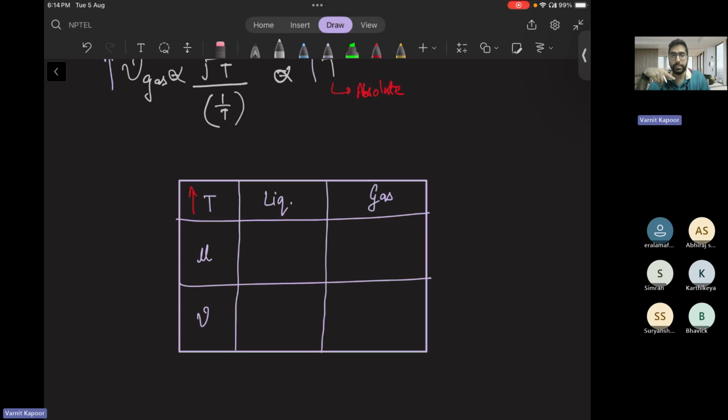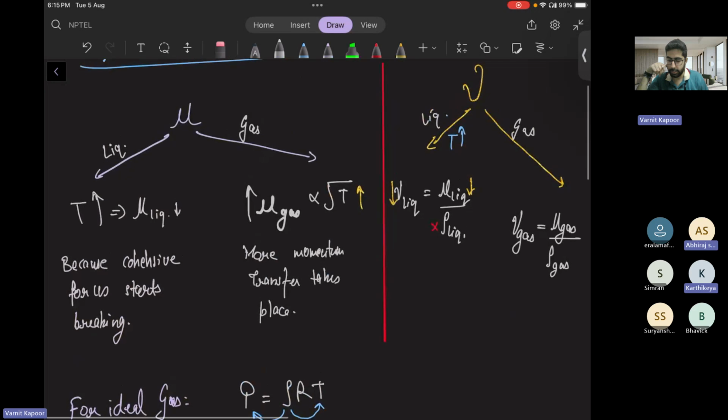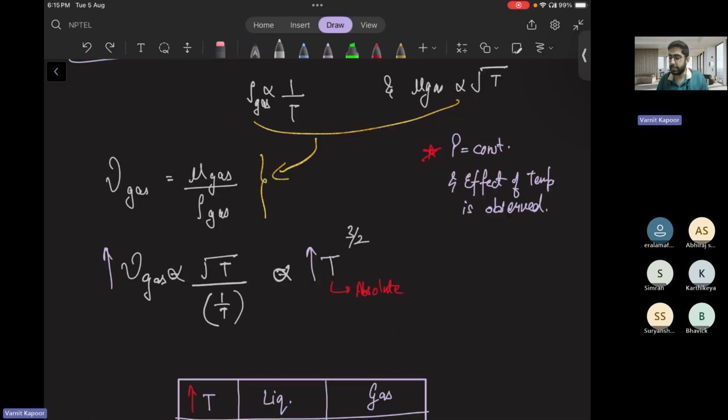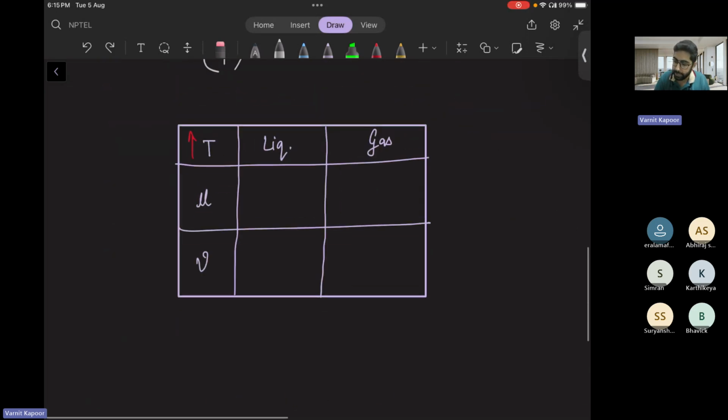With increase in temperature, what will happen to the dynamic viscosity of liquid? We have just seen here. Decreases. Sir, decreases. It will decrease. As well as what will happen to the kinematic viscosity? It will also decrease. Okay, we have done here now. So with increase in temperature, both kinematic as well as dynamic viscosities decrease.